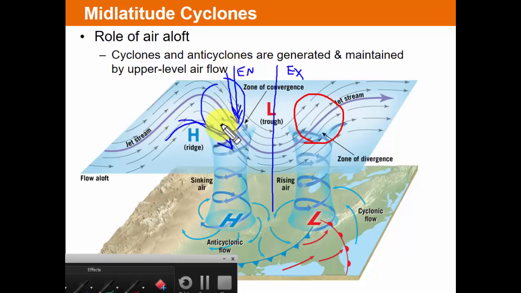When those winds enter the entrance region of the trough, they are coming together. They are being forced together. It creates a zone of convergence. The air gets squished together. It can't go up to the tropopause, so it goes down. And that is how you get your sinking air at the surface.